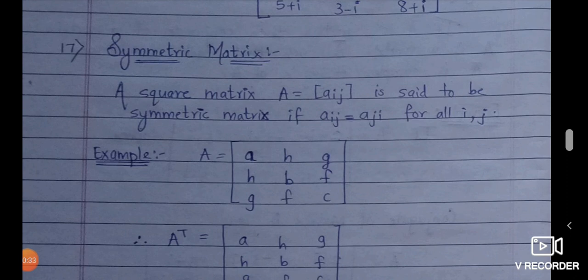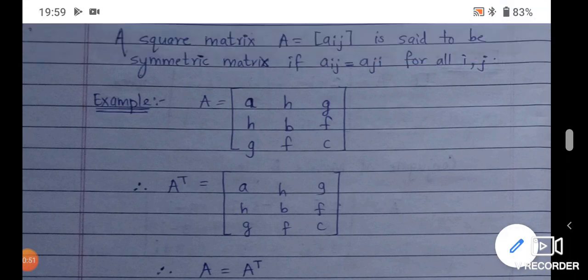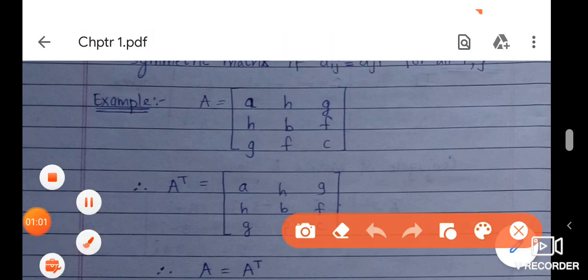A11 is the same as A11 only, right? We can't interchange the positions of 1 and 1. See, in this example you can see there are two H, two G, and two F. Where there are two H, what is the position of the first H? It is present in the first row and in the second column, right? So its position is A12.